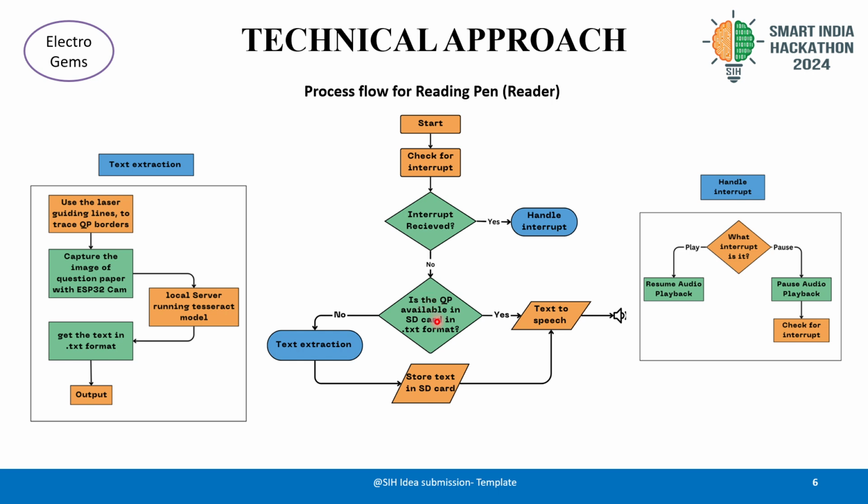If the question paper is already available in the SD card in .txt format, it will directly convert it into speech. If it is not available, it will extract text from the image using optical character recognition from the local server and generate a .txt output. The .txt output is stored in the SD card and then converted into speech using either the MIG2 or TMS320 processor.